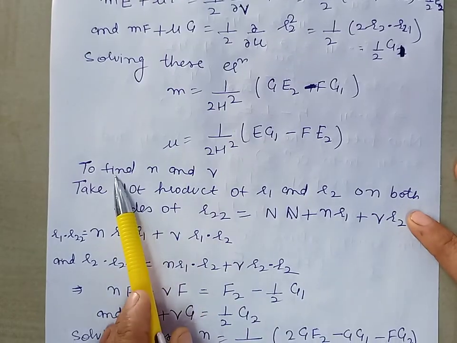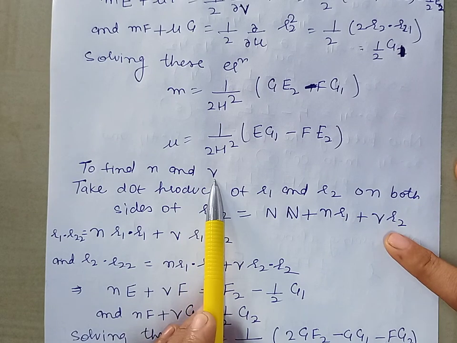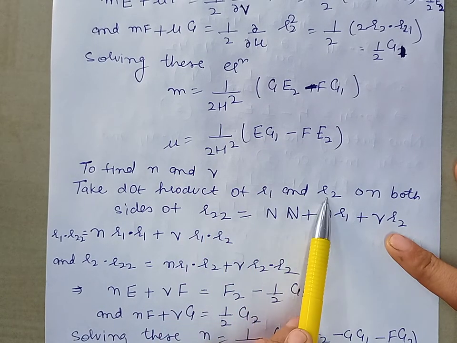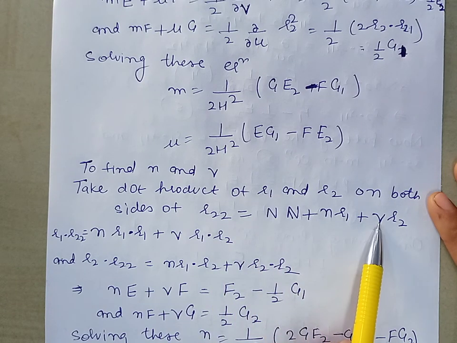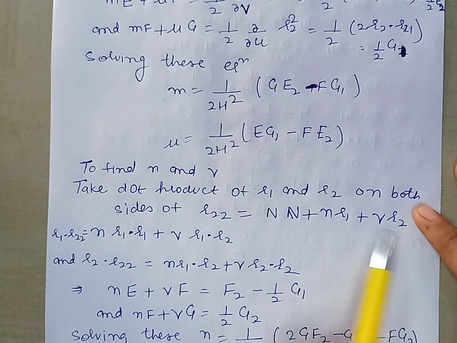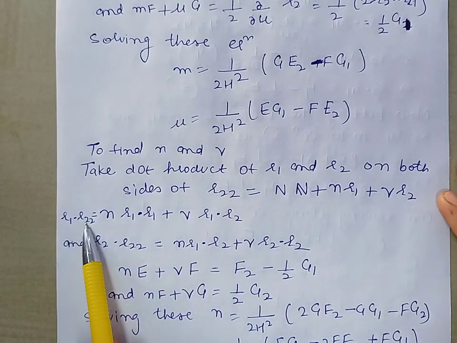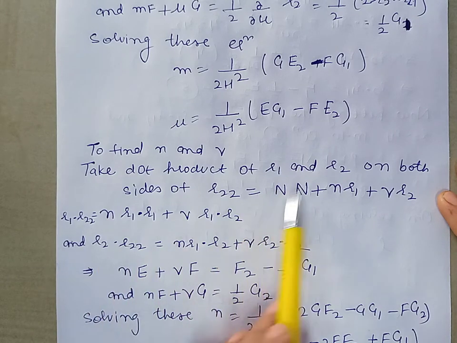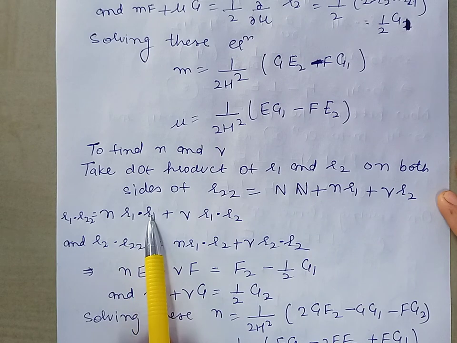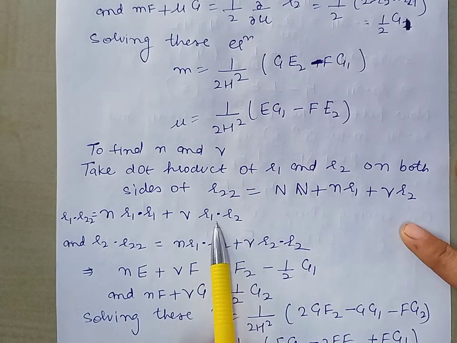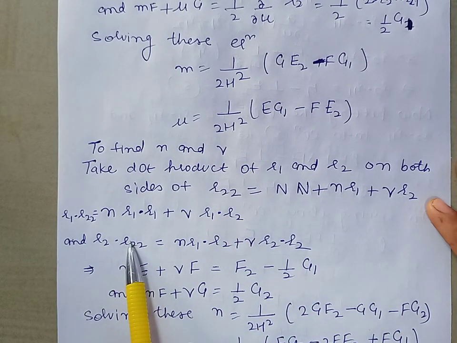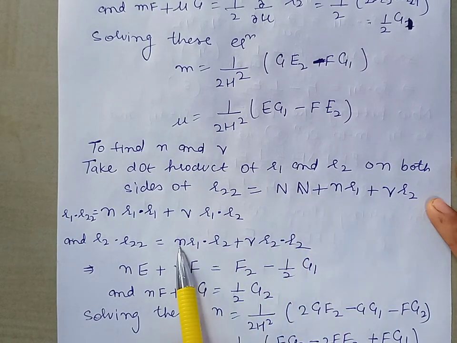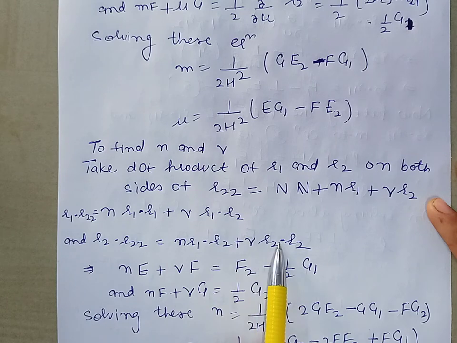Now to find the last two coefficients N and nu, we take the dot product with vectors r1 and r2 on both sides of the third Gauss equation. Third Gauss equation is r22 is equal to Nn plus N r1 plus nu r2. If we take dot product with r1 here, this will become r1 dot r22 is equal to, this will become 0 and this will be N into r1 dot r1 plus nu into r1 dot r2. If we take dot product with r2, this will become r2 dot r22 is equal to, this term will be 0, this will become N r1 dot r2 plus nu r2 dot r2.